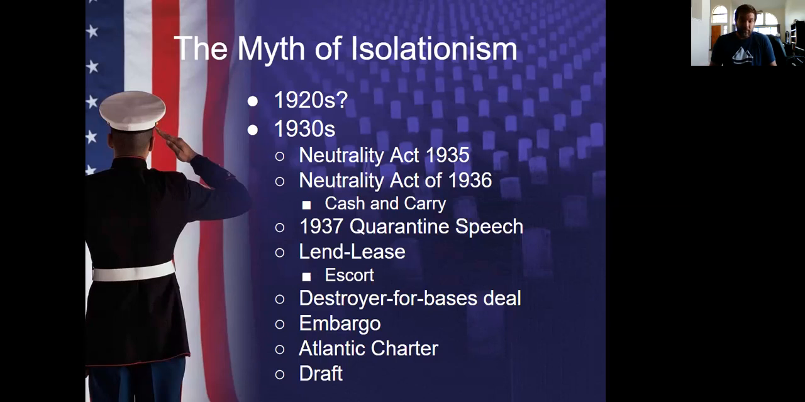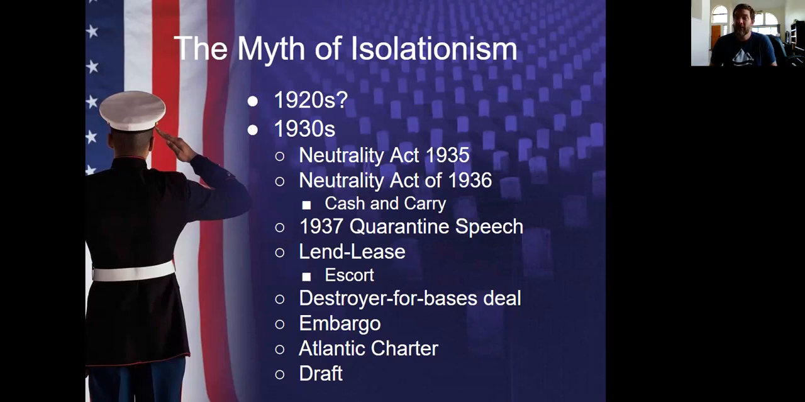But then that Lend-Lease policy translates to even escort duty, where suddenly the allies cannot necessarily get the weapons there safely. German U-boats are wreaking havoc on the sea, and so suddenly we have American destroyers escorting these weapons that are being lent to the allies. And bear in mind that the United States is not just lending weapons to anyone who wants to be lent weapons. We're lending them specifically to the Allied powers against the Axis powers.